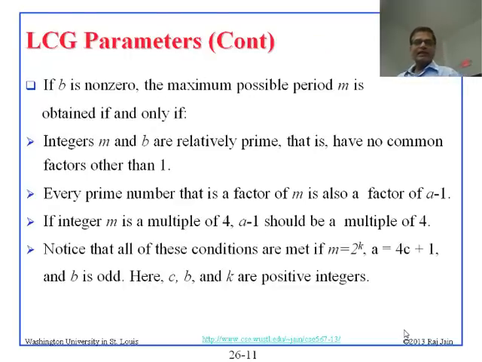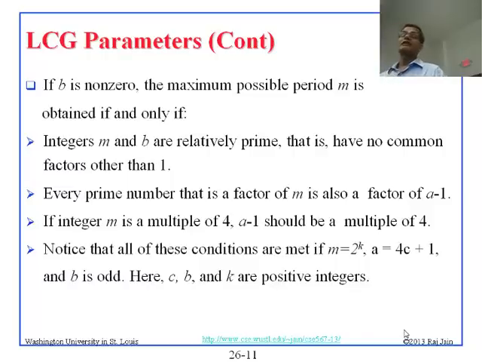All right. Then the next result is if B is non-zero, the maximum possible period is obtained if and only if. So this is necessary and sufficient conditions coming up. If and only if integers M and B are relatively prime. What does relatively prime mean? They have no common factor. The common factor is only one.